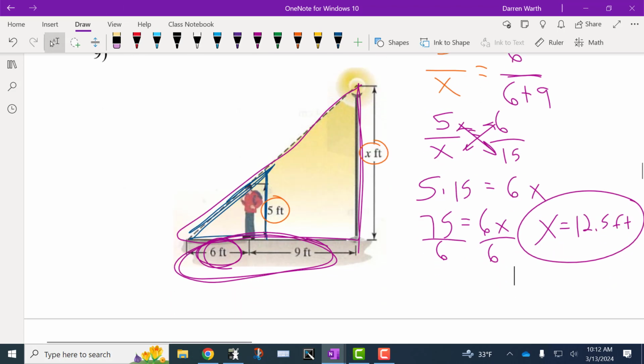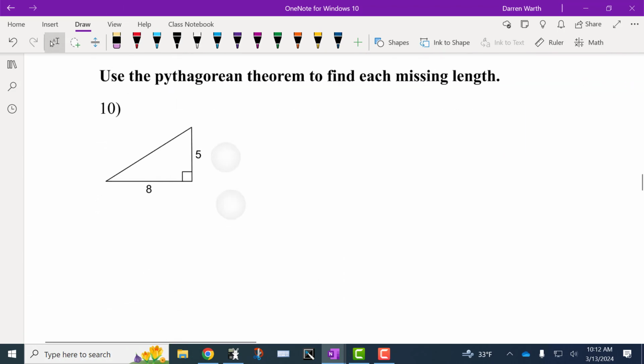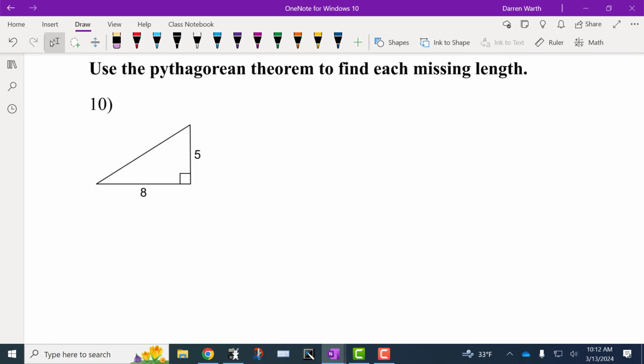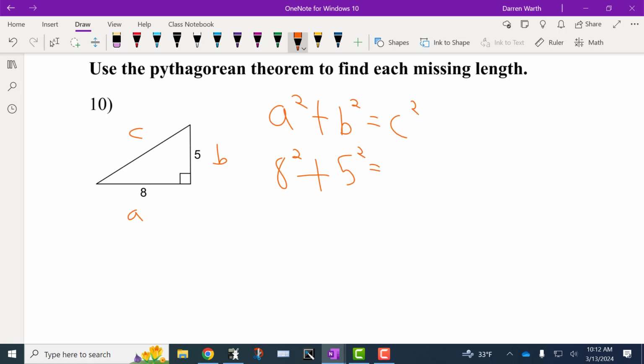Okay, then on number 10, it says use the Pythagorean theorem to find each missing side. So notice your Pythagorean theorem is a squared plus b squared all equals c squared. And this side is a right here, this side is b, and this side is c. To go ahead and use your Pythagorean theorem, it's just a matter of substituting it in. So I'm going to put in 8 in place of my a. In place of b, I'm going to put a 5. And c is what I'm looking for.